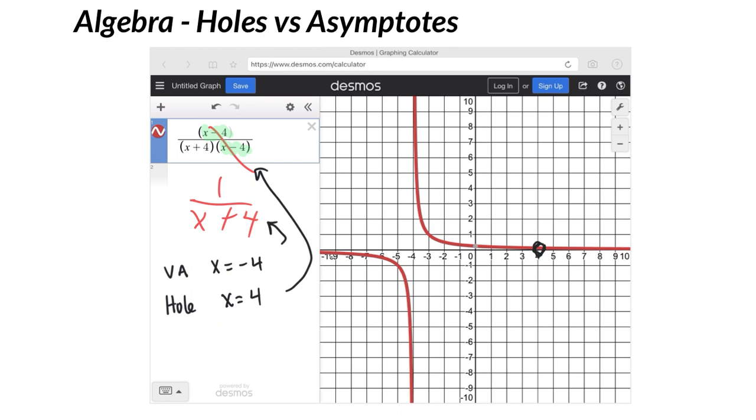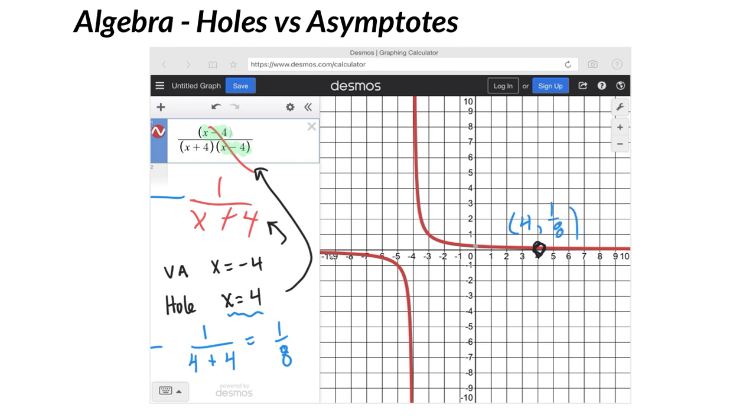Now, if you were interested in finding out what y value that was, and sometimes in calculus we are interested in what y value we're approaching there, if we were to take our simplified version and plug in our x value of 4, 1 over the hole value plus 4, so just plugging our x value in, that's the y value. So the hole takes place at (4, 1/8).